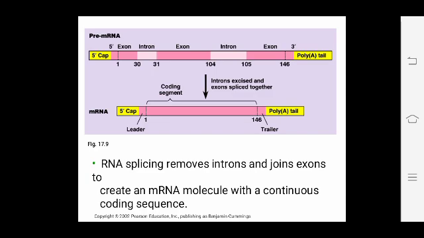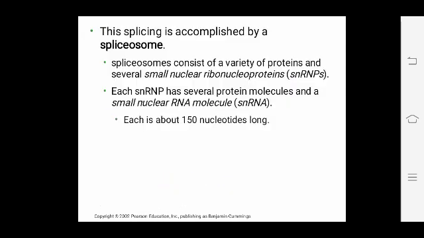So, as you can see on the figure, RNA splicing removes introns and joins exons to create an mRNA molecule with a continuous coding sequence. This splicing is accomplished by the spliceosome.